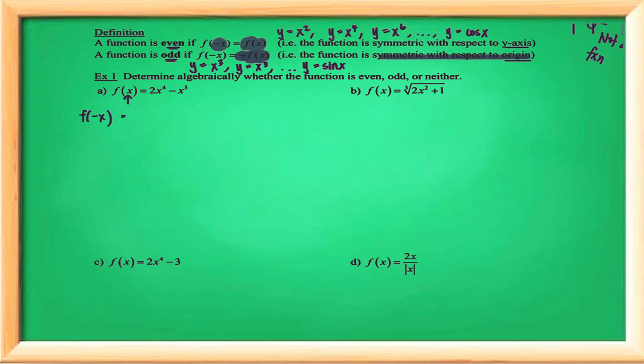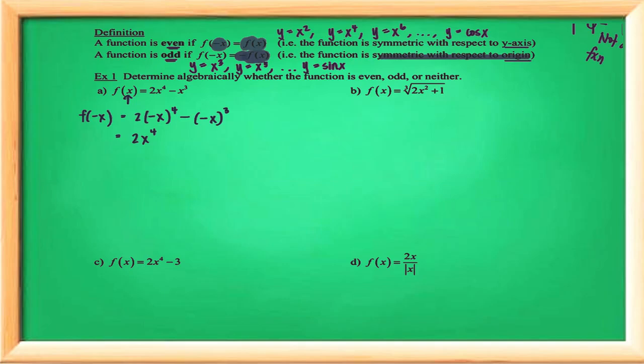So first example, we have f of x equals 2x to the fourth minus x cubed. To test, you just do one thing. You're going to replace x with negative x, clean up, and then see: do I get the same as the original, the opposite of the original, or neither? So this is going to be 2 times negative x to the fourth minus negative x cubed. And then just clean up now.